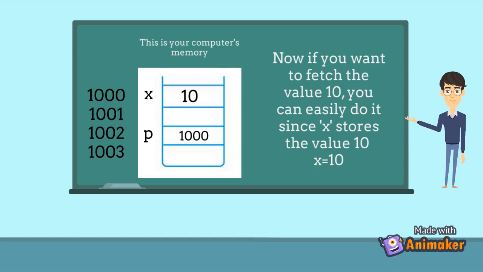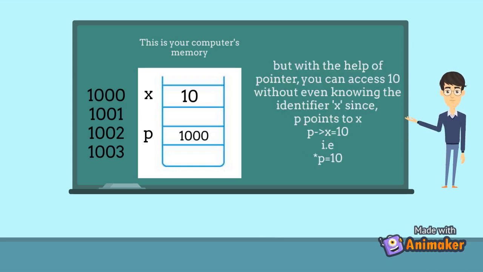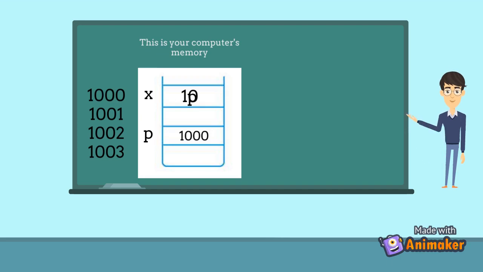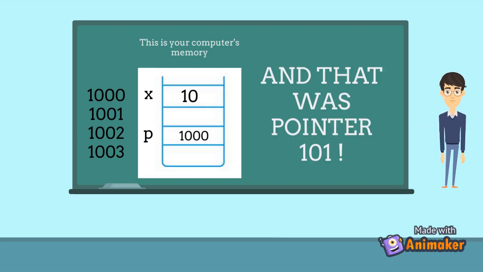Now if you want to fetch the value 10, you can easily do it since x stores the value 10. But with the help of the pointer, you can access 10 without even knowing the identifier x, since p points to x. And that was pointers 101.